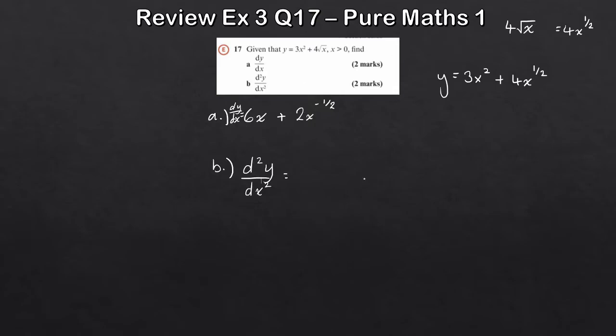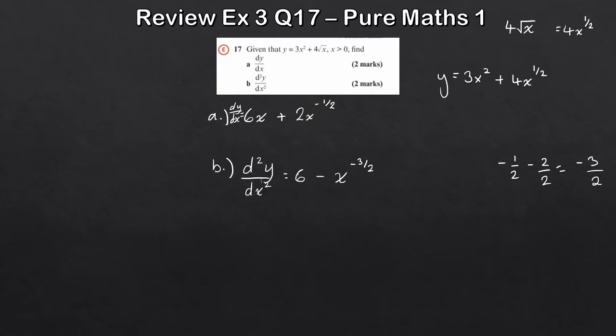So 6x, derivative of that, will just give us 6. 2x to the minus a half, so divide 2 by 2, so that'd be 1, but because it's minus a half here, that would be minus 1. That's going to be minus x. Subtract 1 off a half, so minus a half, minus 1, so that'd be minus 2 over 2, which will give you minus 3 over 2. So minus x to the minus 3 over 2. Okay, so there's nothing more to that question, we're just finding the second derivative there, so hopefully that's nice and easy.